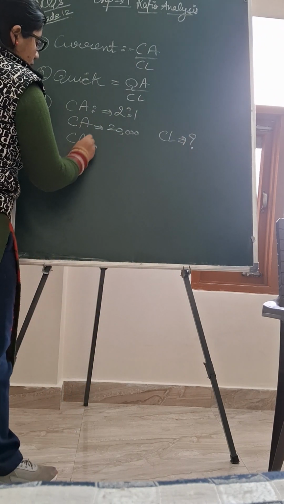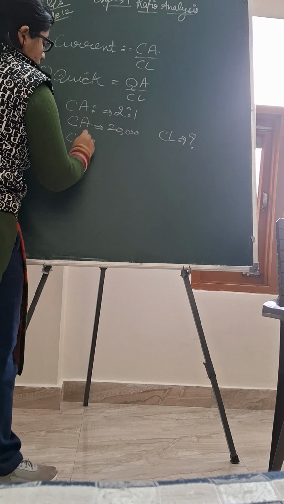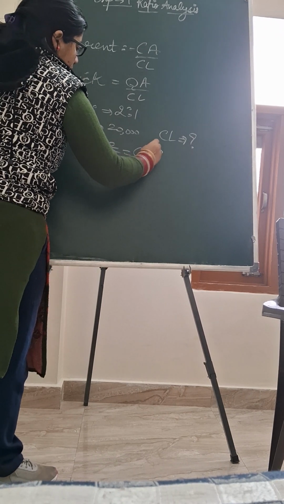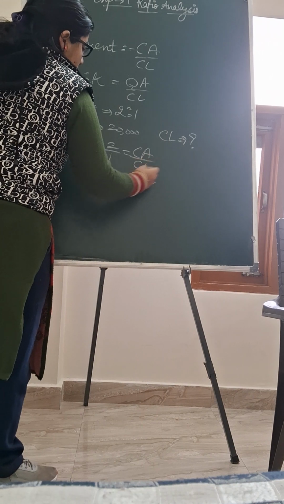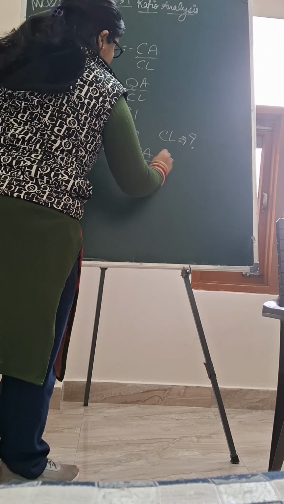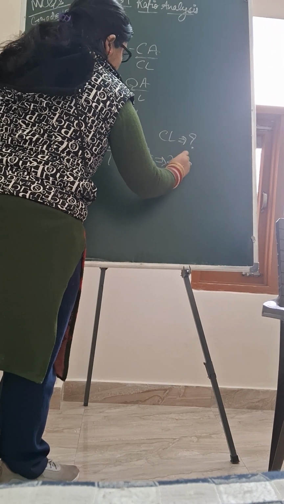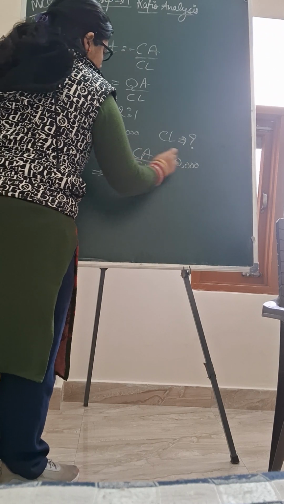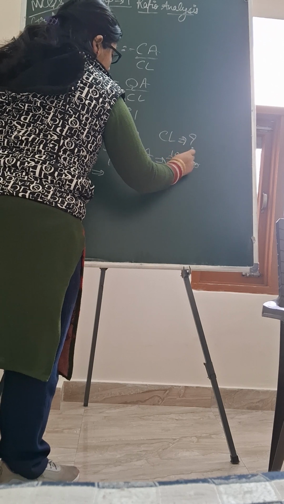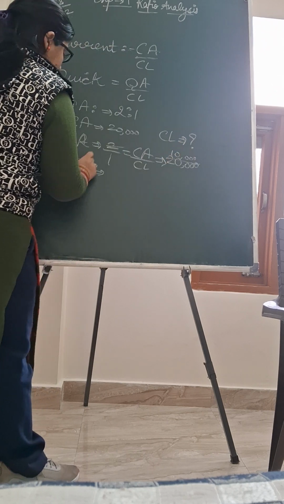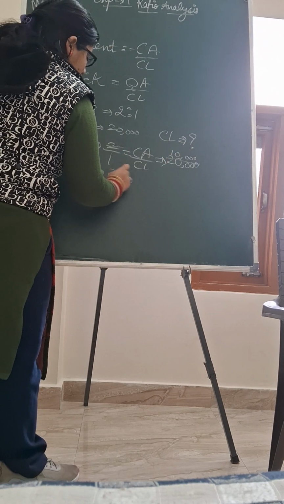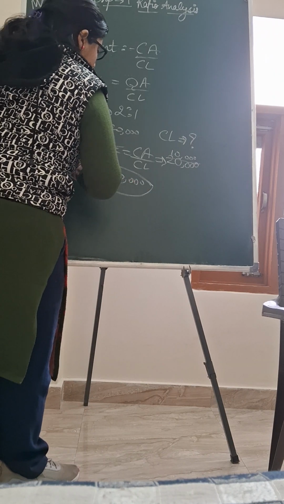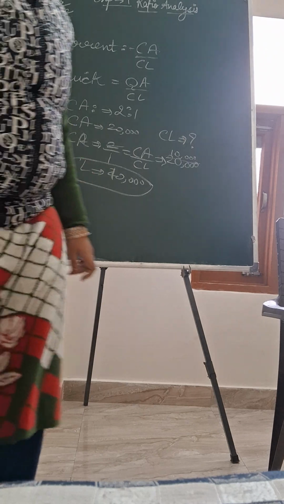The easiest formula, current ratio. Current ratio is equals to 2:1, current assets over current liabilities, and here it is given current assets as 20,000. We will just do it in one step. Cancel. So current liabilities is equals to 10,000. This is the easiest way we have done to calculate the current liabilities.